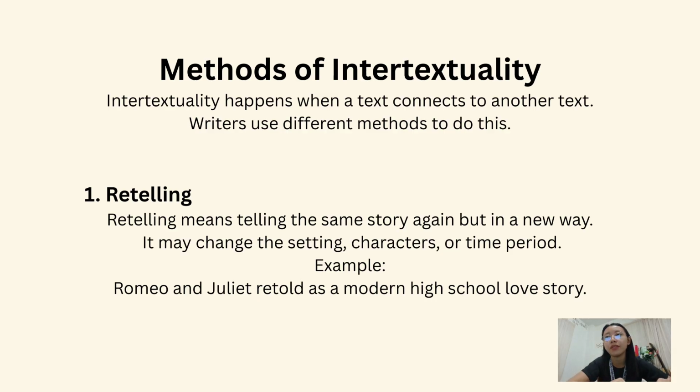Then we have methods of intertextuality. Intertextuality happens when a text connects to another text, and writer use different methods to do this. The first method of intertextuality is what we call retelling. So retelling means telling the same story again but in a new way. So we change the setting, the characters, or the time period. So mo dyan na pinaka exact nga method nga gigamit ninyo sa inyong short film. So Romeo and Juliet is a modern high school love story is an example of retelling. Same story pero may nakagi-tweak gamay sa characters or sa time period.